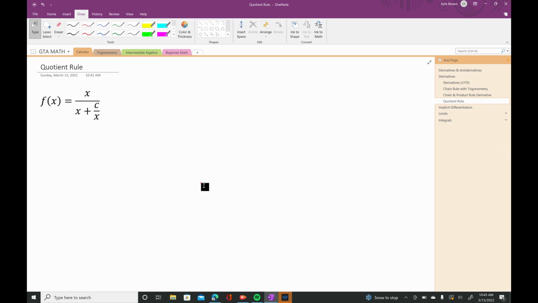So, this is a quotient rule problem. This one's pretty tough, but we got this. What I'm going to do is start by getting the LCD for this function. I see there is an x in the denominator, and I see there's one in the numerator. So, I'm going to multiply top and bottom by x over x.